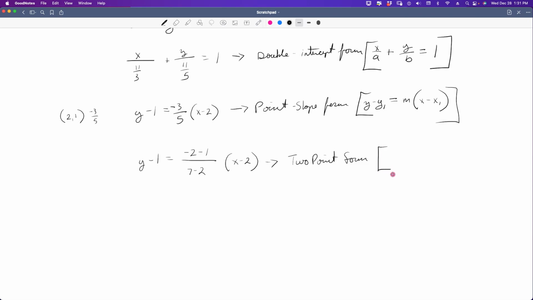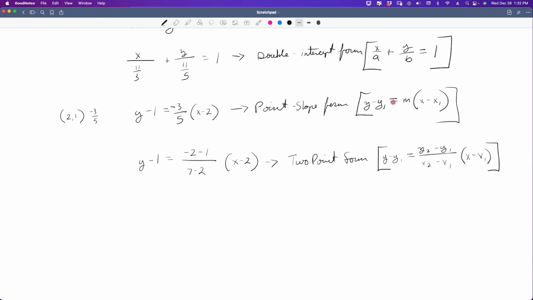And that looks like y minus y1. So it's the same beginning as the point slope. And that is equal to y2 minus y1 over x2 minus x1. Basically, your formula for slope. It's the same thing as this. You're just putting in your 2 points. You don't have slope figured out. So you've got to find slope by putting in your slope equation to get to here. And then that is going to be times x minus x1.